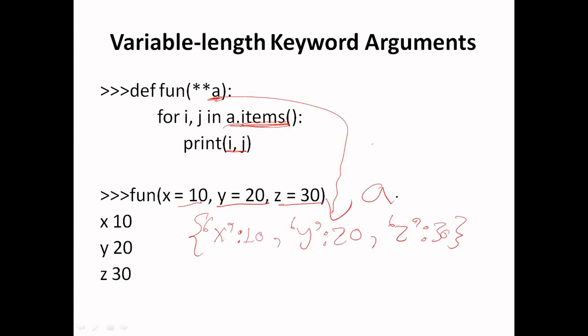So this is a dictionary which is pointed to by this variable a. And if I talk about a dot items, it has items this one and this one, this one and this one, and this one and this one. That means i will represent the key part and j will represent the value part. If I iterate over the elements of this dictionary, you will get the answer x 10, y 20 and z 30.